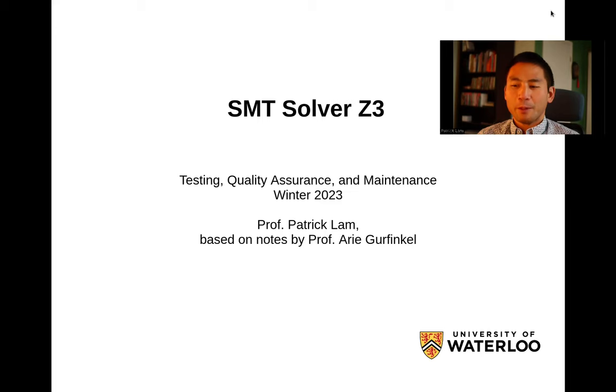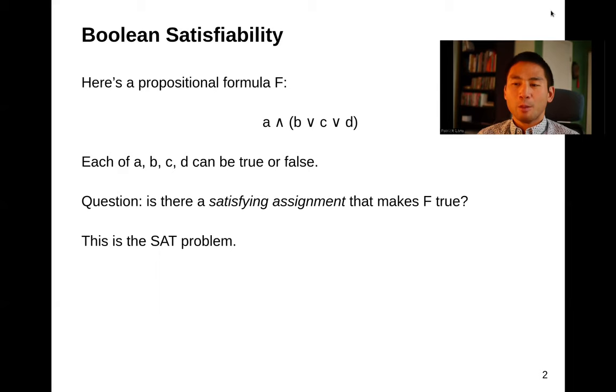So before we get to SMT, let's talk about SAT, or Boolean satisfiability. Here's a propositional formula F. F has variables A, B, C, D. For satisfiability, each Boolean variable can be true or false. Here we have A and (B or C or D). The question for satisfiability is: is there a satisfying assignment that makes F, the formula, true? By inspection, we can see A has to be true, and then you can say B equals true, and that's going to make the formula satisfiable.